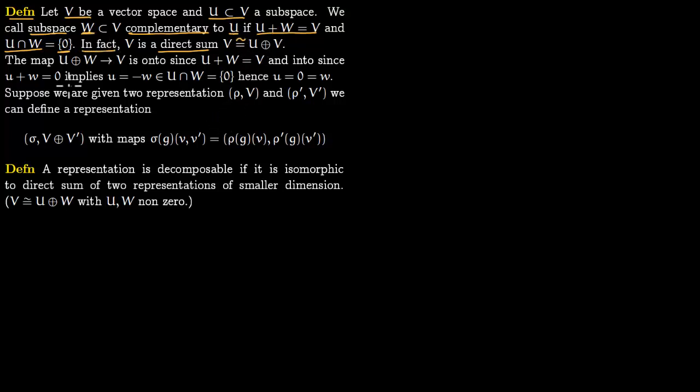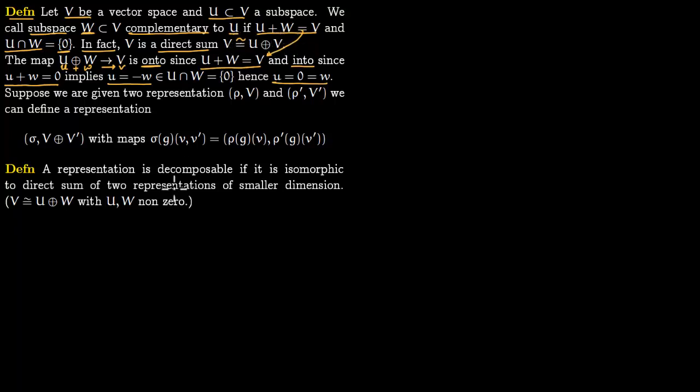We can immediately show this. You have this map, which takes an element (u, w) of the direct sum to u plus w in V. This map is onto, that is surjective, since you have the equality U plus W equals V. And it is injective, or one-to-one, since if u plus w maps to 0, then that would imply u is equal to minus w, which lies in U intersection W. But U intersection W is always 0, so it has to be the case that u and w are 0.